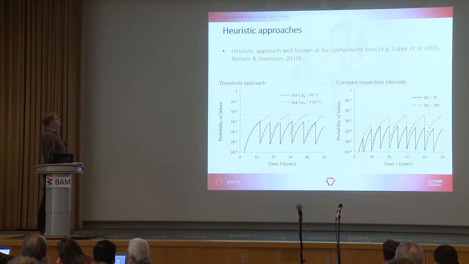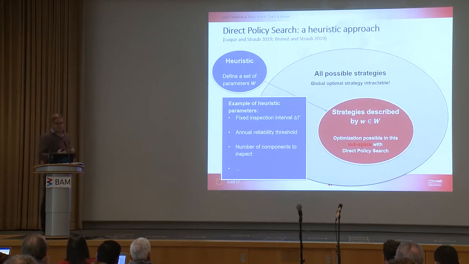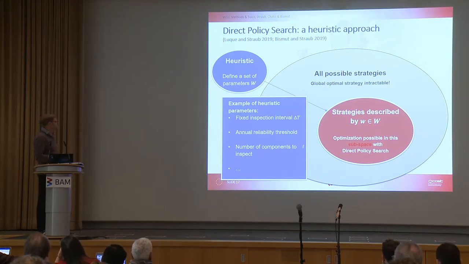But it has been shown quite nicely in some publications that this gives a very good solution for a simple problem. This is a simple problem because it's not a system, it's just a component and just inspection. But we looked at now extending this heuristic approach, or as we call it, direct policy search, a term coming from the artificial intelligence community, to also more complex systems.